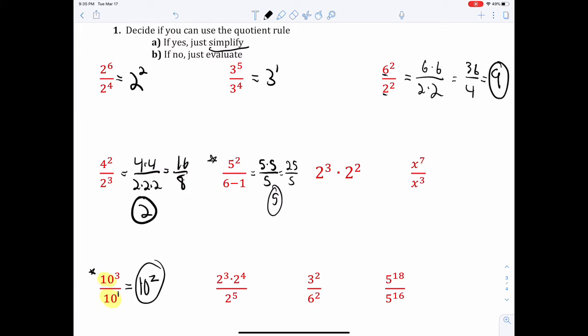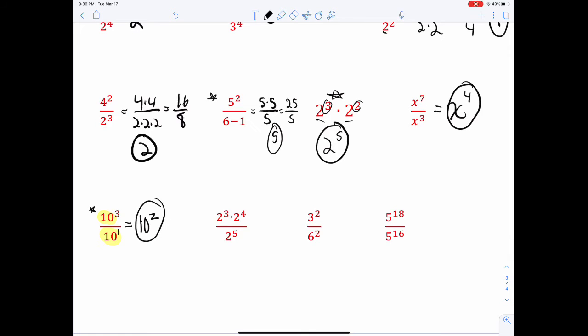This one right here, 2 cubed times 2 squared, that's not the quotient rule, that's the product rule. So we have the like bases, and we're going to add the exponents. So we'll get 2 to the 5th. There we go, I snuck that one in on you. Hopefully I didn't get you. x to the 7th divided by x to the 3rd power. Same bases, so subtract exponents, get x to the 4th.